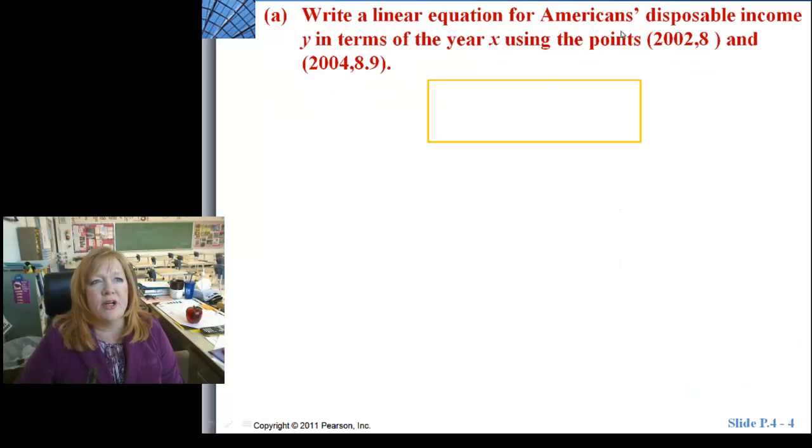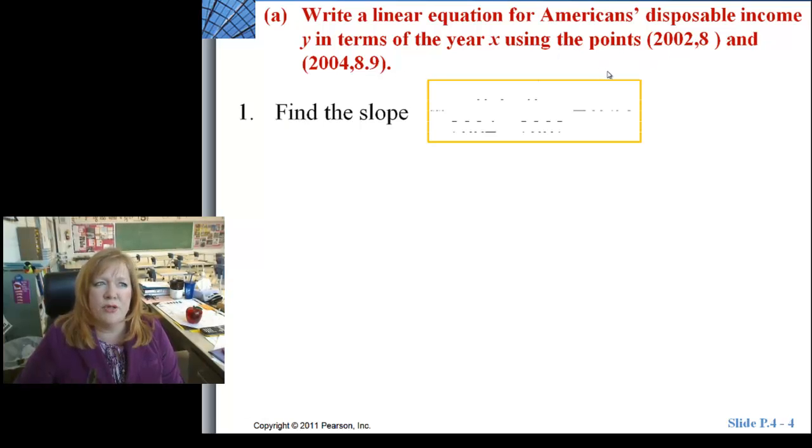It says write a linear equation for America's disposable income y in terms of the year x. So they're already telling you let y be the disposable income and x be the year. Very important when you're doing these types of problems to remember what does x represent and what does y represent. So the very first thing we need is to find slope.